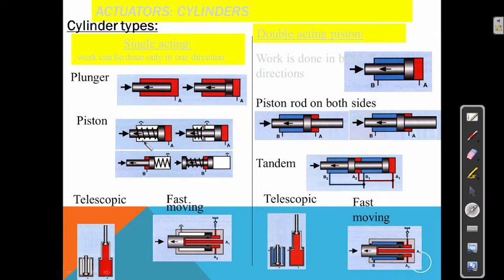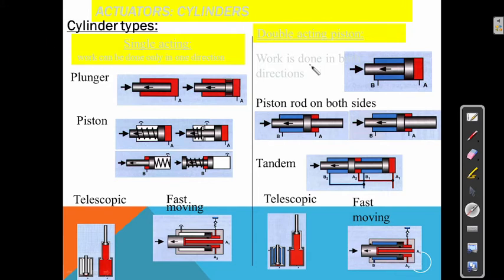See here in the diagram, the arrow indicates that if the pressure is coming here, then the piston moves depending upon the air pressure coming into that particular system. This is the plunger type cylinder, and this one is the piston type cylinder. If air is coming, then it will move accordingly. This one is a telescopic cylinder, and this is a fast moving cylinder.